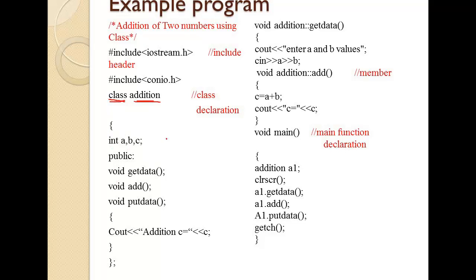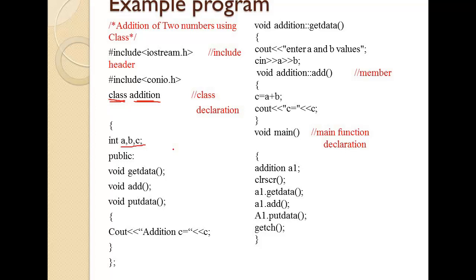So who are all called the class members? The member variables and the member functions inside a particular class are called class members. So in this class addition, we have three member variables, right? A, B, C. Since I am going to perform addition of two numbers, as I told you, before writing any program, we need to finalize how many inputs and how many outputs are required for this particular program.